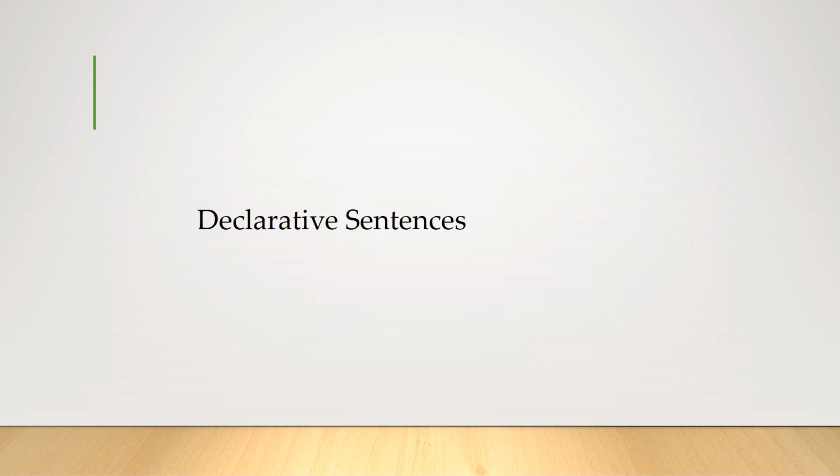Declarative sentences. A declarative sentence is written in the present tense and it expresses a direct statement. It can be a simple or compound sentence. We can also define it as a sentence that makes a statement. It is used to pass on information. A declarative sentence always ends with a period or a full stop.